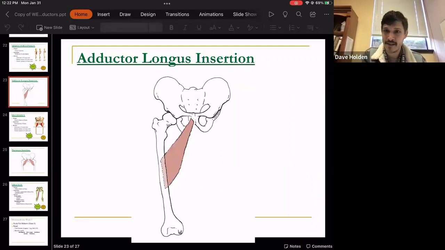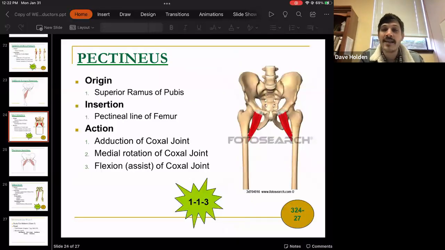It's a cutesy little illustration of this muscle. And now we move on to muscle number 4 in the group. This is pectineus.